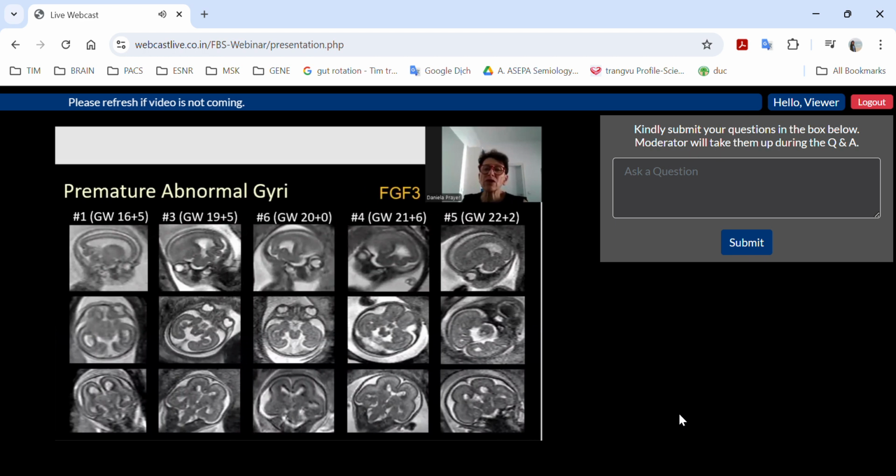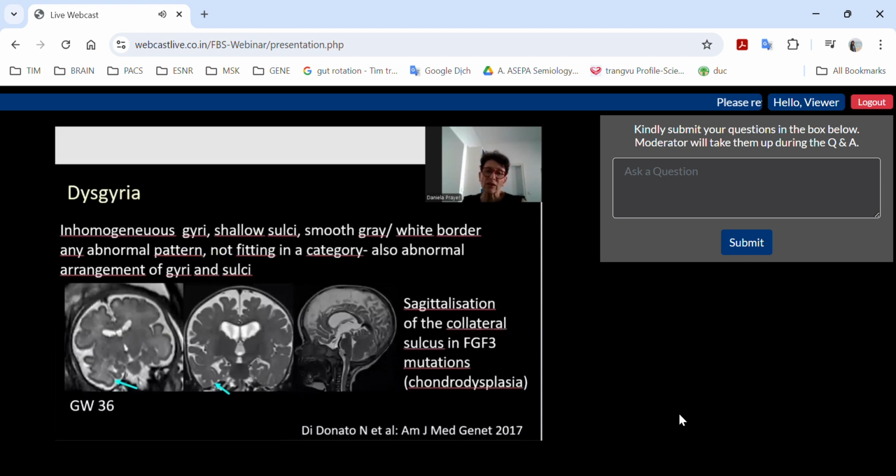When you have premature abnormal gyri, you think of FGF mutation. You can have even gyri in the temporal and posterior regions at gestation week 17 or even earlier, and this allows to recognize these FGF mutations at a very early stage when you might not have other signs of these diseases.